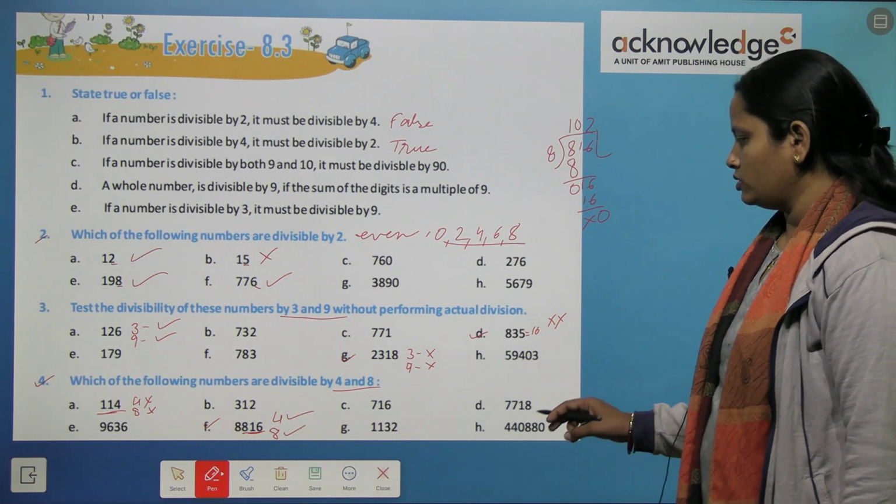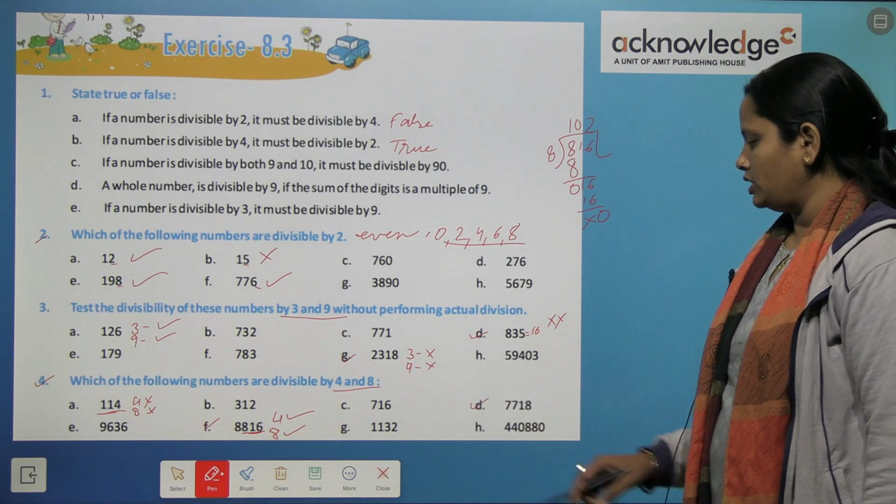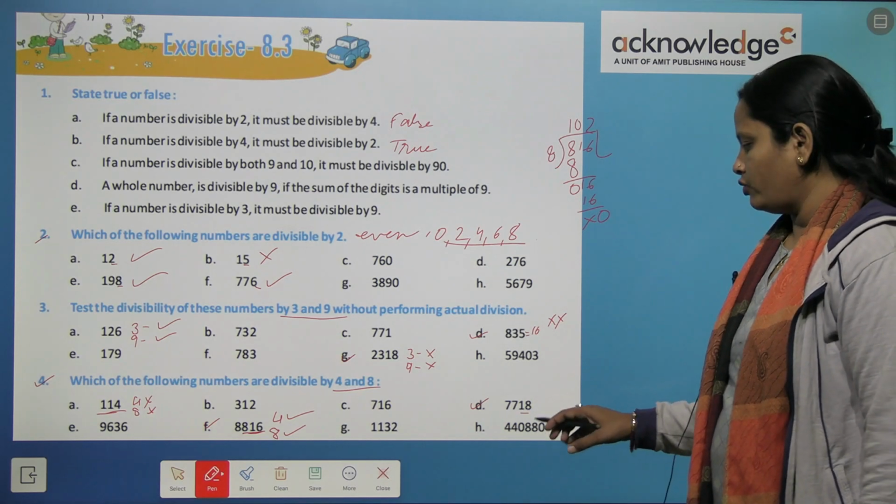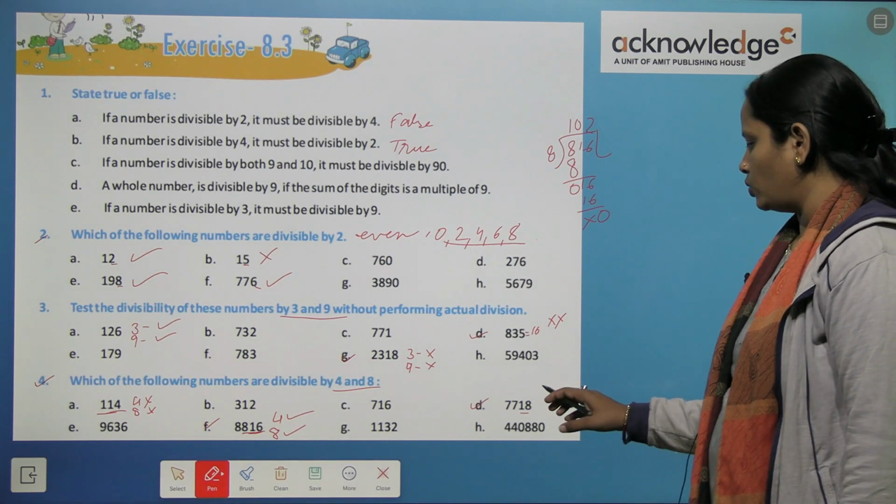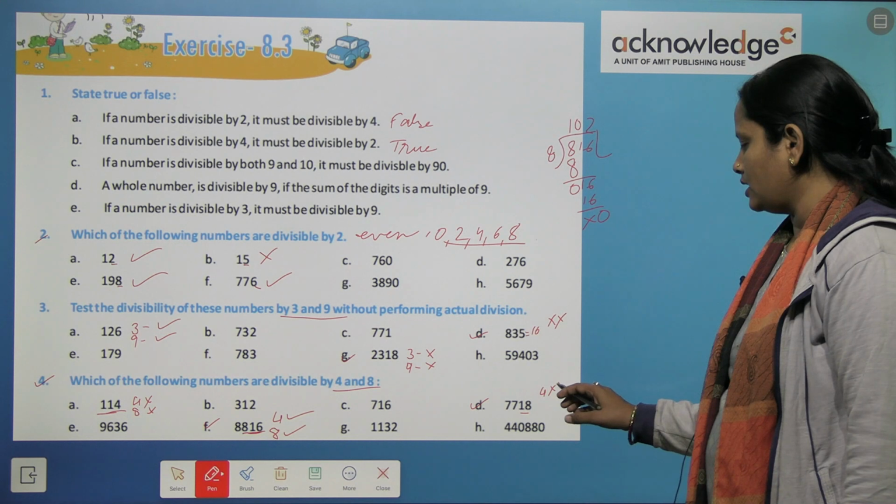नाउ लेट्स डू दिस क्वेश्चन नंबर डी. डी क्यों करते हैं? क्या 4 की टेबल में 18 आता है? नो, तो 4 से डिविजिबल नहीं है ये.